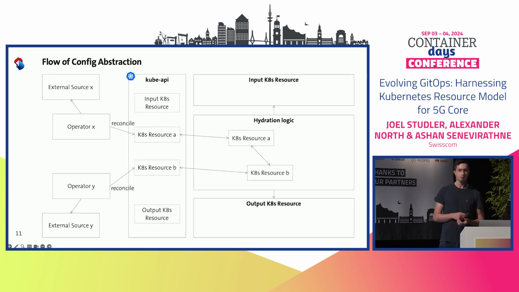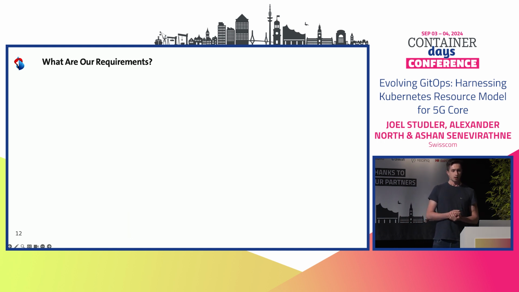Here we have a diagram showing the flow. We start off with an input resource, we have some logic, and we have an output. The logic should be able to access resources on the Kubernetes cluster, whether they be managed by an external source through an operator, or whether they're just living on the cluster. A more concrete example of this will be shown by Yoel later on as we dive into the details. So this is what we want to do.